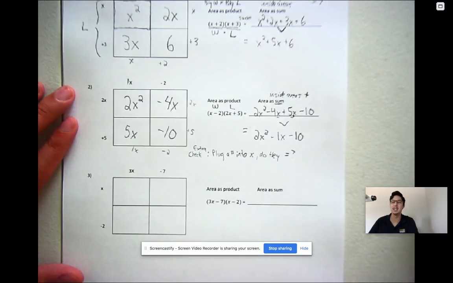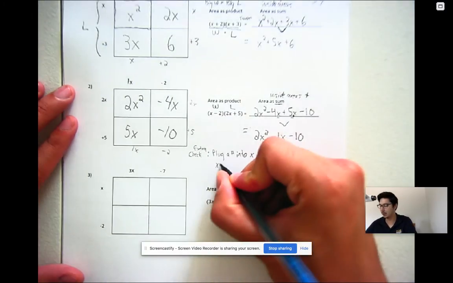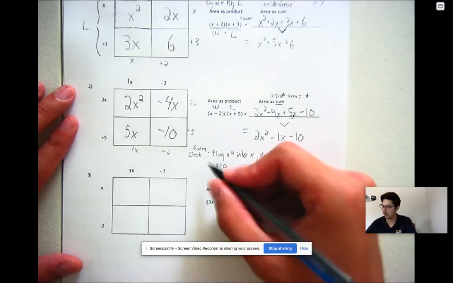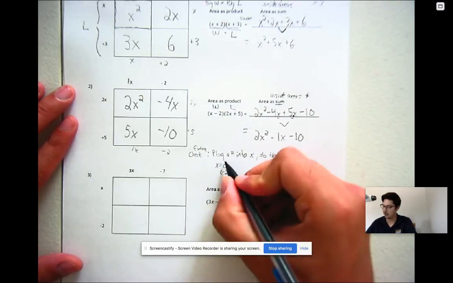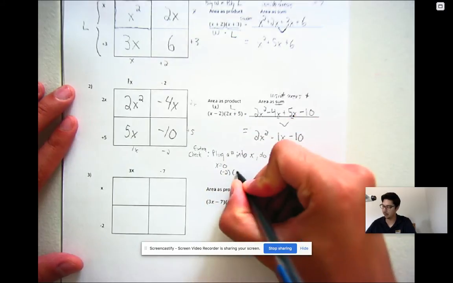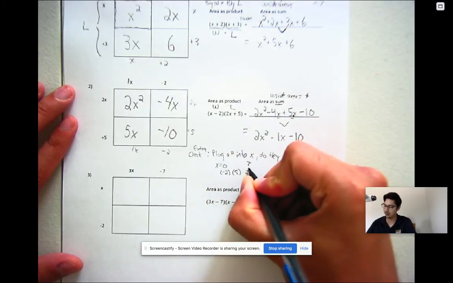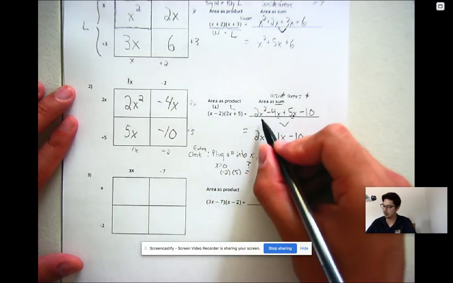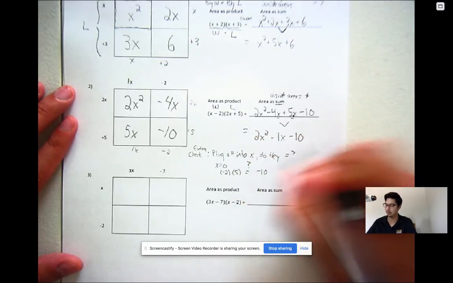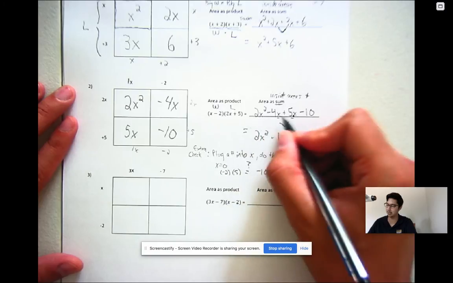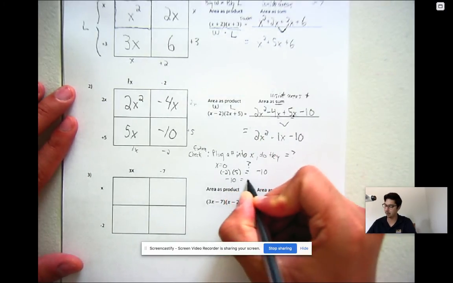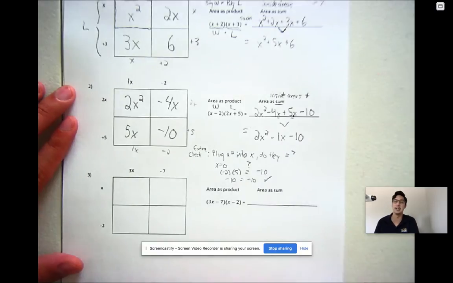So say I pick an easy number. Say I pick x equals 0. If I plug 0 in, what's going to happen? If I plug 0 in, you get 0 minus 2, so you get negative 2. If you plug 0 in, 2 times 0 is 0. That goes away, so you're just left with 5. And we're asking, does that equal? If I plug in 0, all of those are going to go away, and I'm just going to be left with negative 10. Because remember, if you plug in a 0, 0 times anything is 0. Well, what's negative 2 times 5? Negative 10. And so I know I did it right.